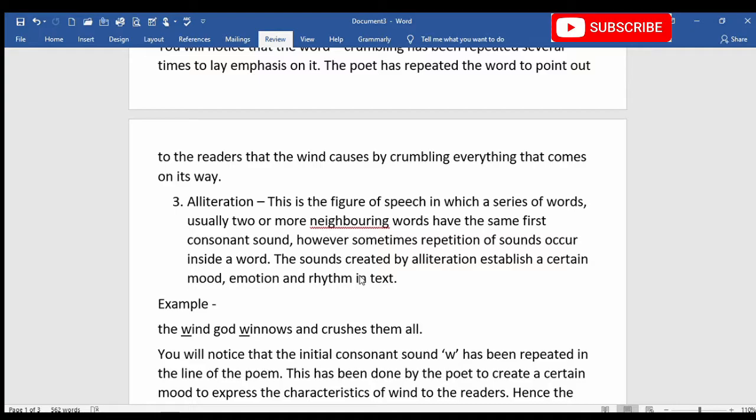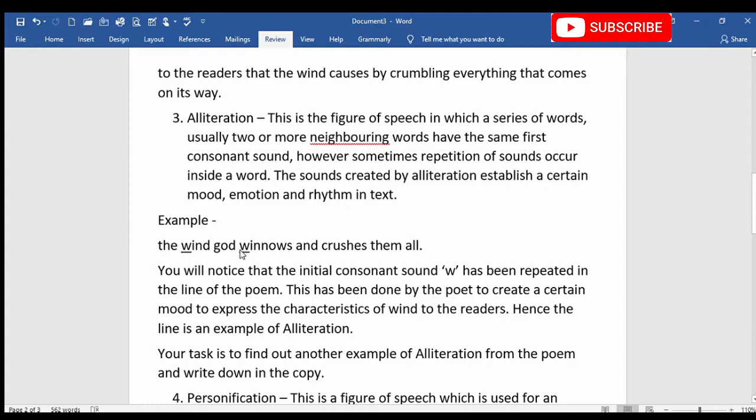Now look at this example. The wind god winnows and crushes them all. Now you can notice that the W sound has been repeated in this line. The wind, the wind god winnows. The W sound has been repeated. It's a consonant sound and therefore it's an example of alliteration.